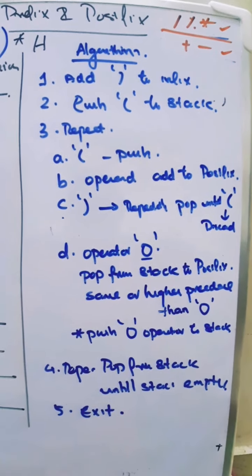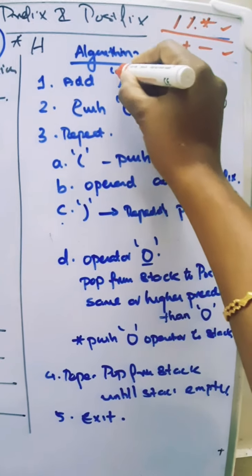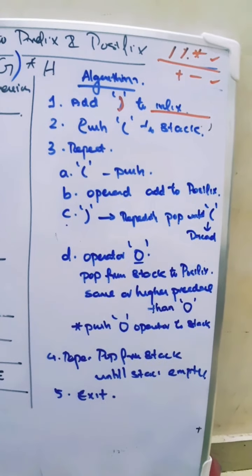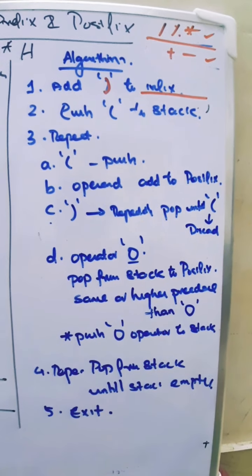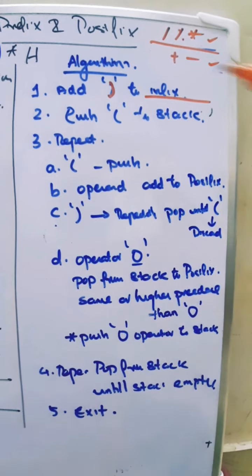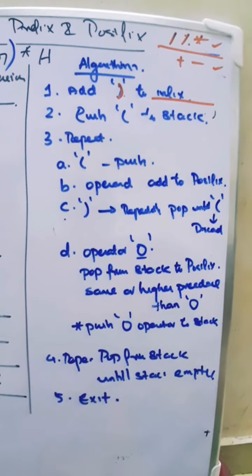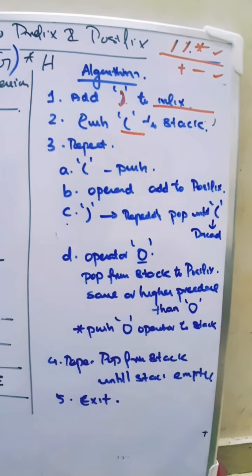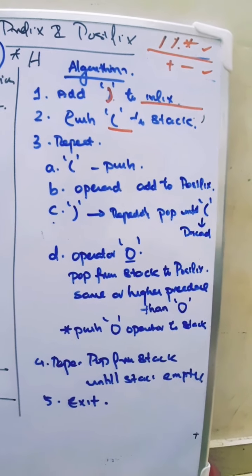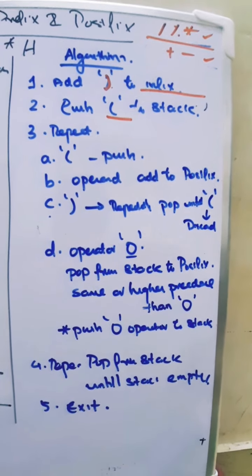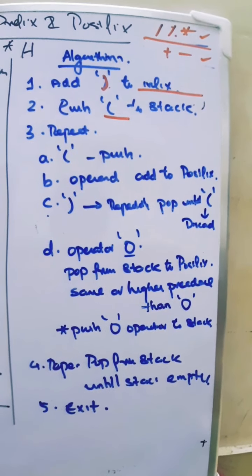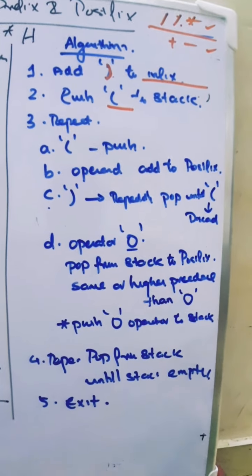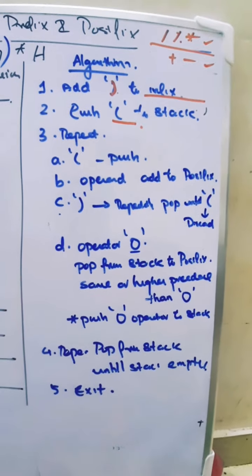In the algorithm, first you have to add a right parenthesis at the end of the infix expression you get. Okay, whatever be the infix expression you will be getting, you have to add the left parenthesis. The next you have to push the right parenthesis to the stack. In this we will be using a stack. That stack contains only operators. We will be adding only operators to the stack. So we call this an operator stack. So second step is push a left parenthesis to the operator stack.